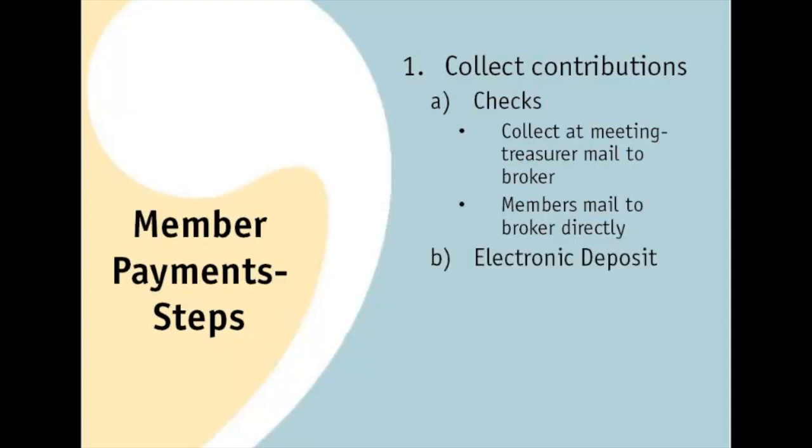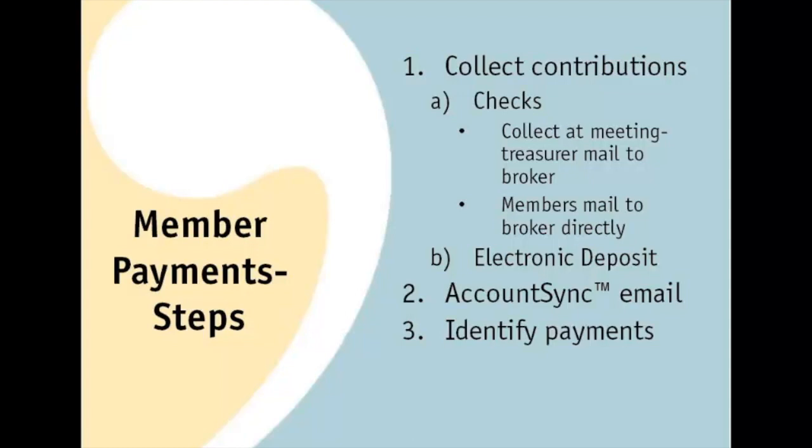If you'd like, many brokers now allow members to easily set up electronic bill pay from their bank directly to your brokerage account also. You'll know your deposits have arrived because you'll receive an AccountSync email. This lets you know that the checks were received at the brokerage account and AccountSync has pulled deposit information into bivio. All you have to do is go into bivio and identify whose check is whose.